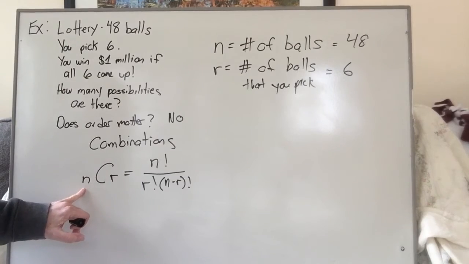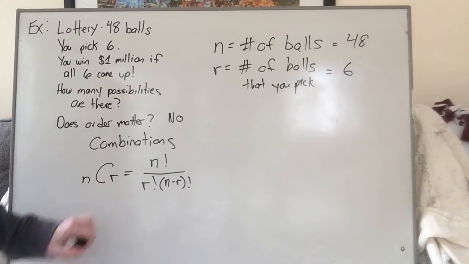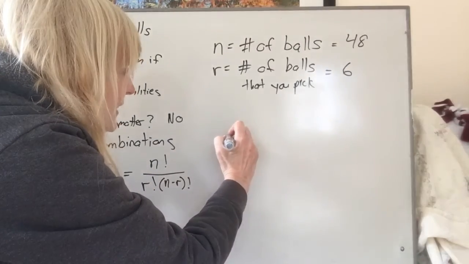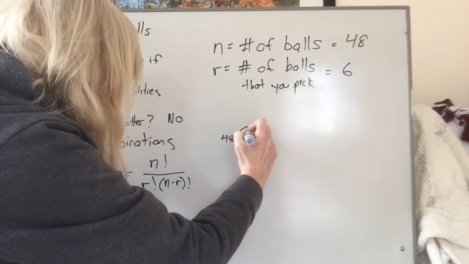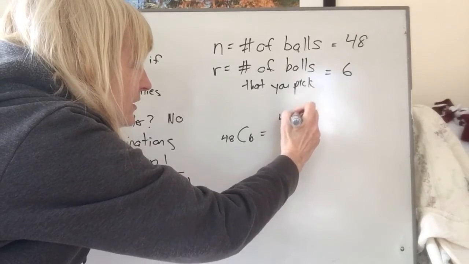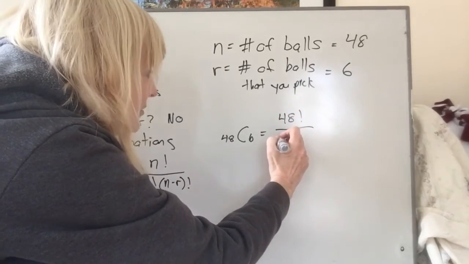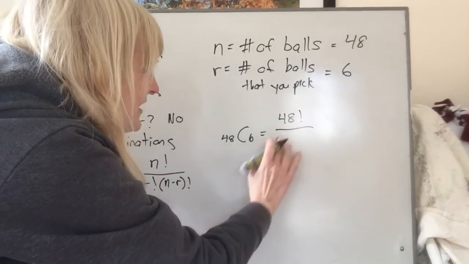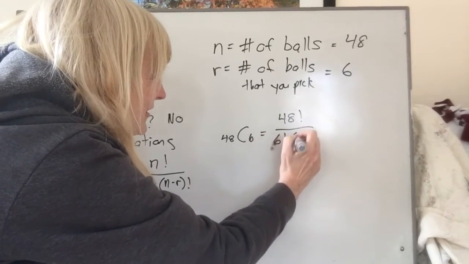So N is 48 and R is 6. So you would write a little 48, then a little 6. And then you plug in a 48 where you see N, and you plug in a 6 where you see R.